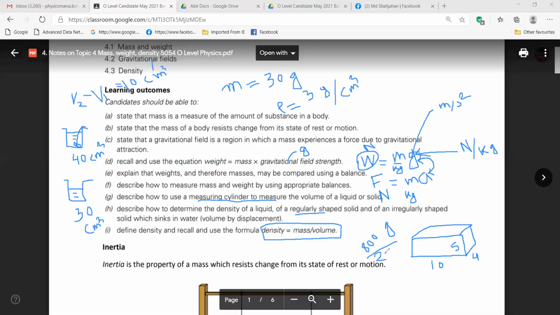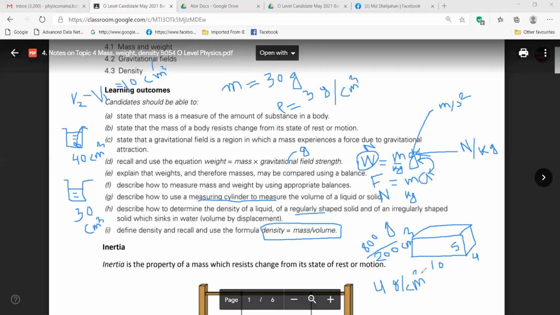200 centimeter cube. So what is the density of this? 4 gram per centimeter cube. So the density is 4 gram per centimeter cube. So all are done, right? Regular shape, irregular shape, all are done.